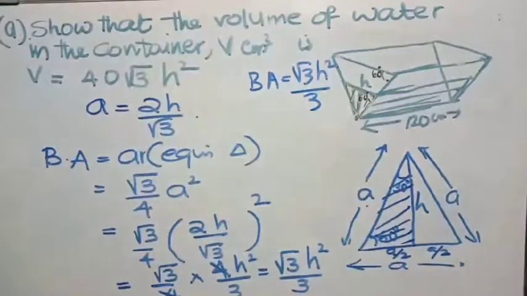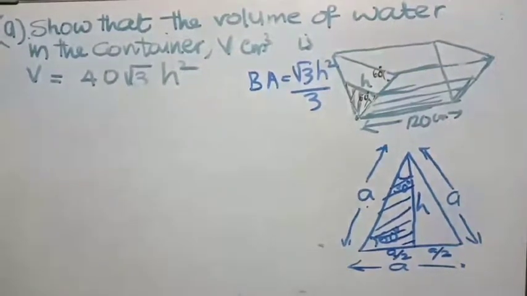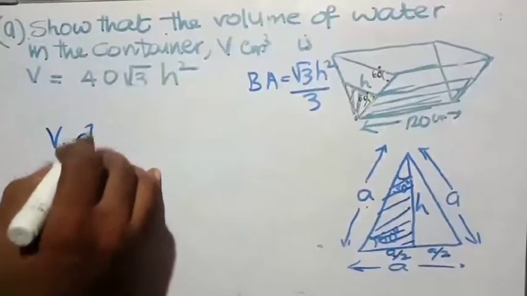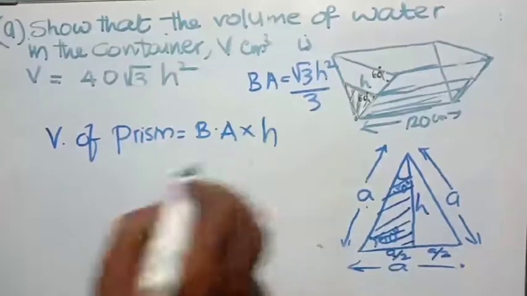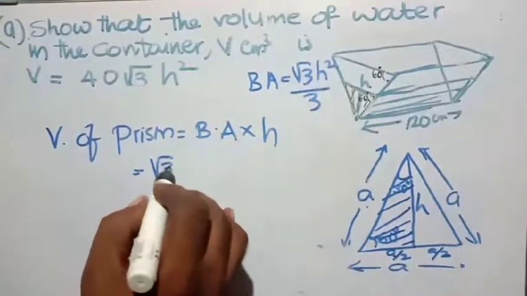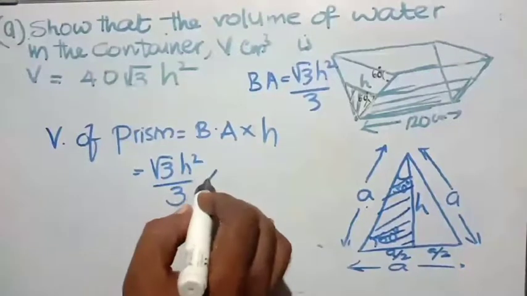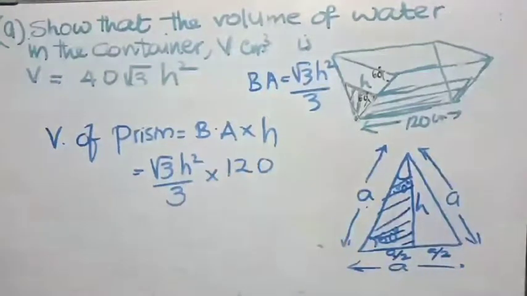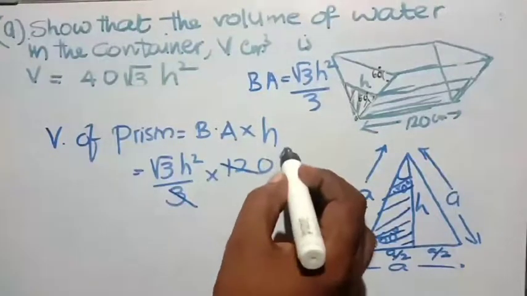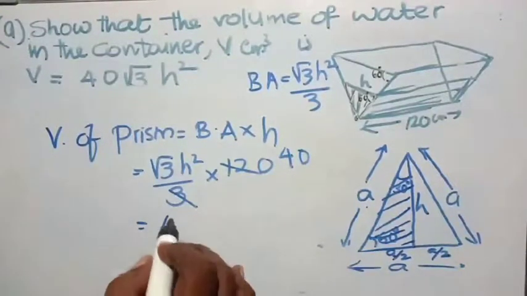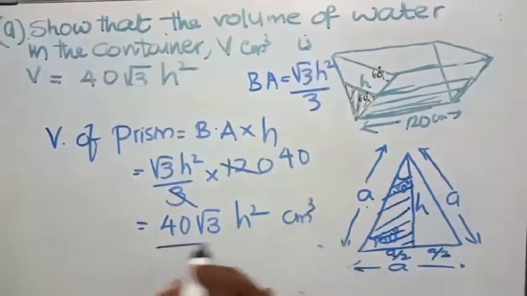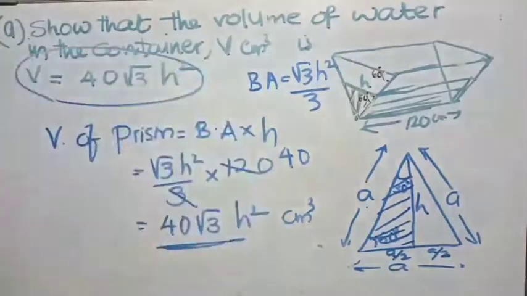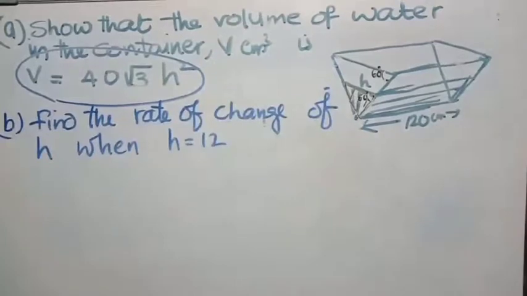Now we are going to find the volume of the prism. Hence the volume of the prism is equal to base area multiplied by height. That's equal to base area, root 3 H squared by 3, multiplied by height, 120. So we get the result as 40 root 3 H squared cubic centimeter as the volume of the prism. Hence shown. Part B is to find the rate of change of H when H is equal to 12.